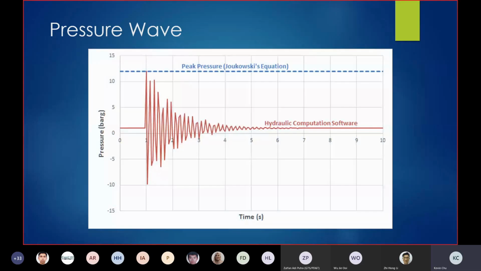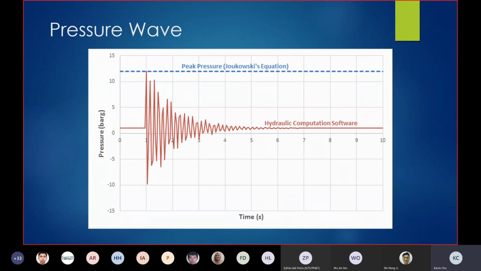Next, we also use the Joukowsky equation to calculate the peak pressure and compare it against the result generated by Pipenet. We can see that the maximum pressure of the first spike is consistent with the maximum pressure estimated using Joukowsky's equation. So they are consistent with each other. This proves how powerful the Joukowsky equation is.